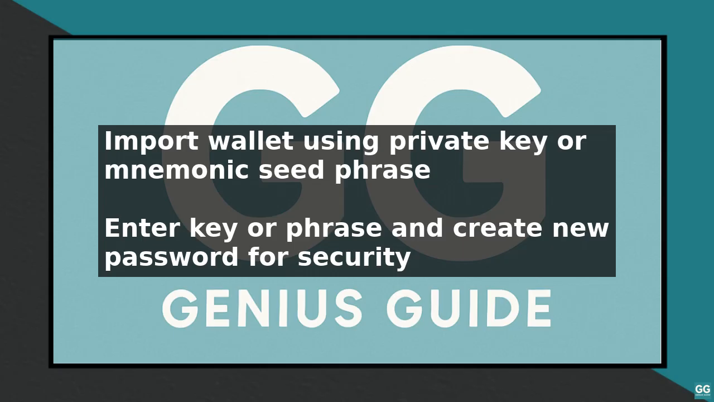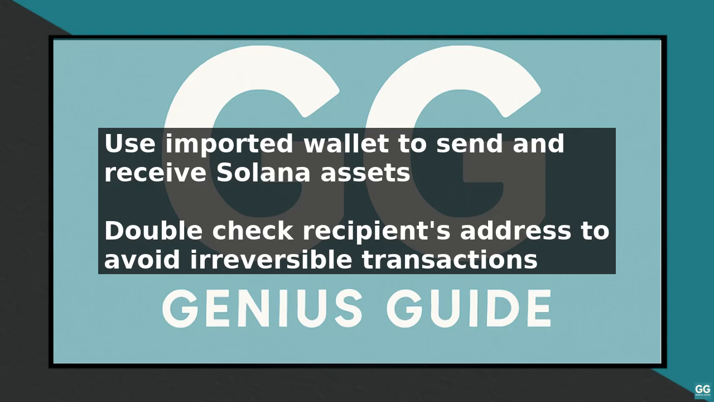After setting up your imported wallet, you can use it to send and receive Solana and other Solana-based assets. To send assets, click on the Send tab, enter the recipient's address, and the amount you want to send. Then click Send. Before sending, make sure you have sufficient balance in your wallet to cover the transaction fee.